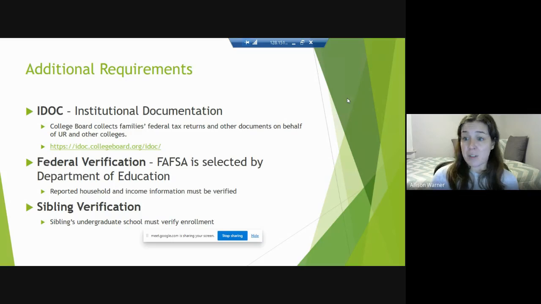A lot of institutions will have their own document that they would want you to complete or have the siblings' institution complete, as a lot of times federal and institutional aid eligibility can be impacted by how many dependent children in a household are in college at the same time. So that's something to keep in mind.